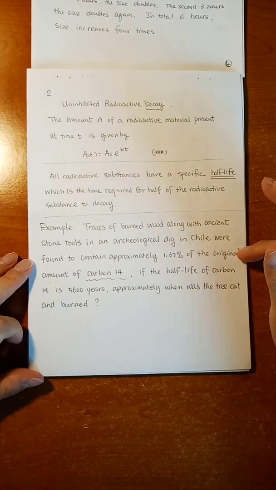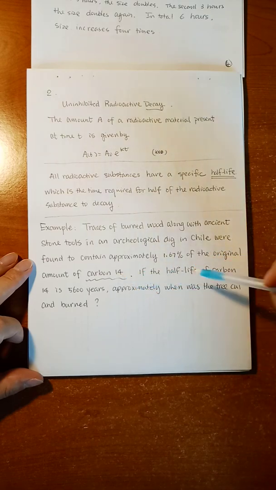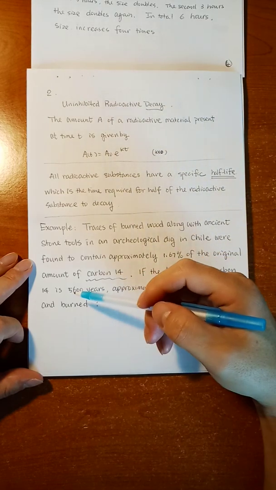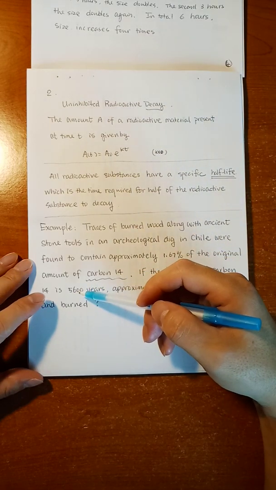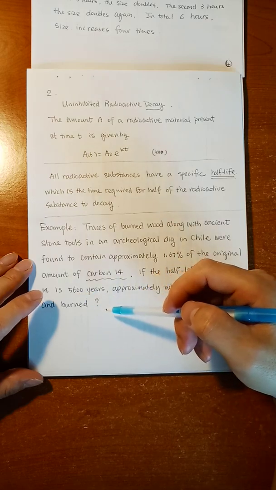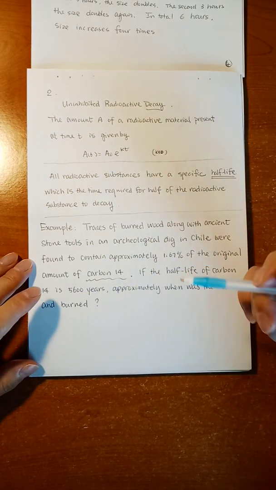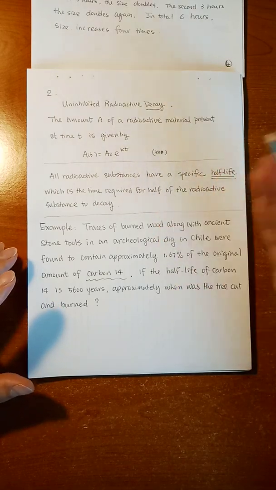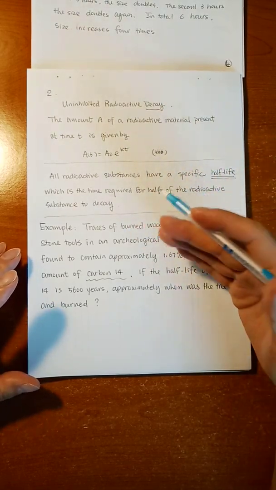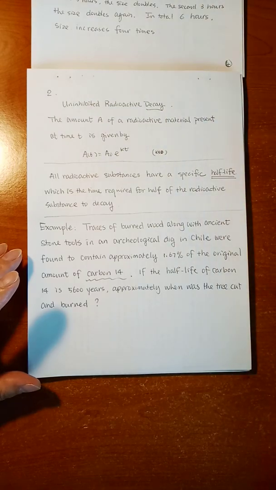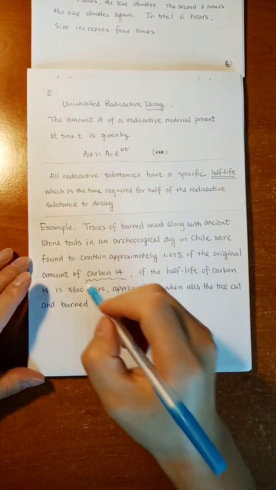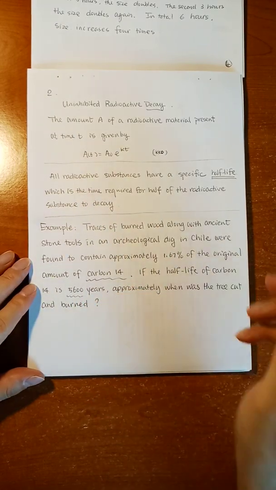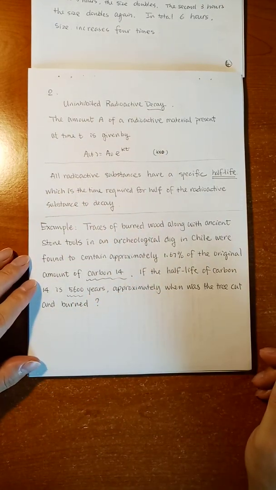And we also know that carbon 14 has a half-life of 5,600 years, which means every 5,600 years we will lose half of the carbon 14. Okay? Okay, so now we need to understand how we use this 5,600.